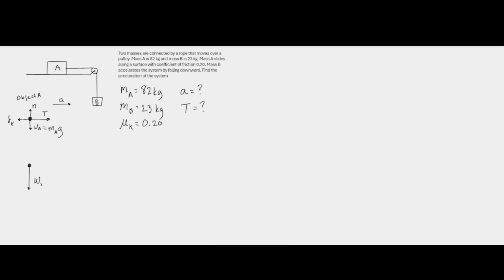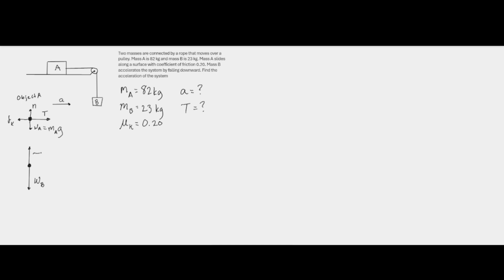and I'm going to make the tension force equal in magnitude to the tension force on object A, because it's the same tension force in the entire rope. It's just pointing in a different direction. So the tension force for object B is going to be pointing upward. So I'm going to make this the same length as the tension force in object A.